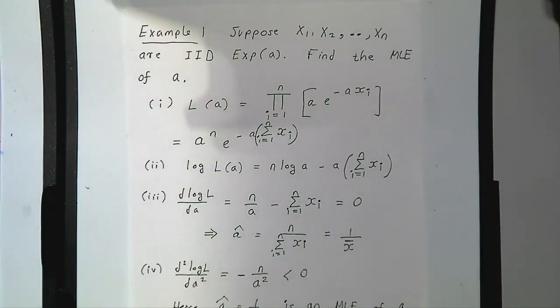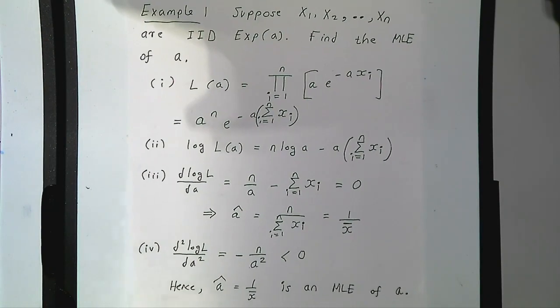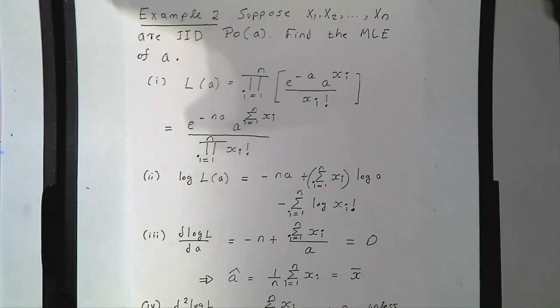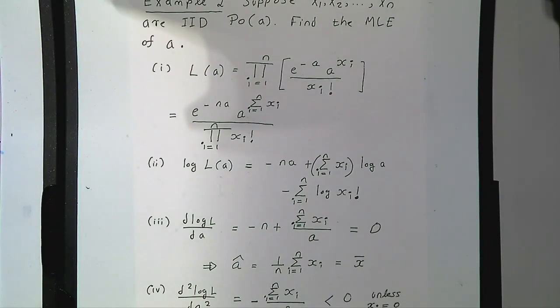Then I said I was going to do 10 examples. I started with example 1, where your data is from an exponential distribution. And in this case, the MLE turns out to be 1 divided by the sample mean. Example 2, here you have data from a Poisson distribution. And in this case, the MLE turns out to be the sample mean. That's example 2.